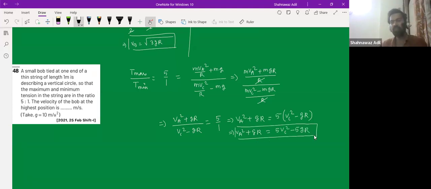Do we have any other relation that we can use? Can you guys tell me? Ultimately, we have to find VC, the velocity of the bob at the highest position, where the tension is minimum. In this equation you have two unknowns, VA and VC, so I need one more equation which relates VA and VC. Can you guys tell me what that equation can be?